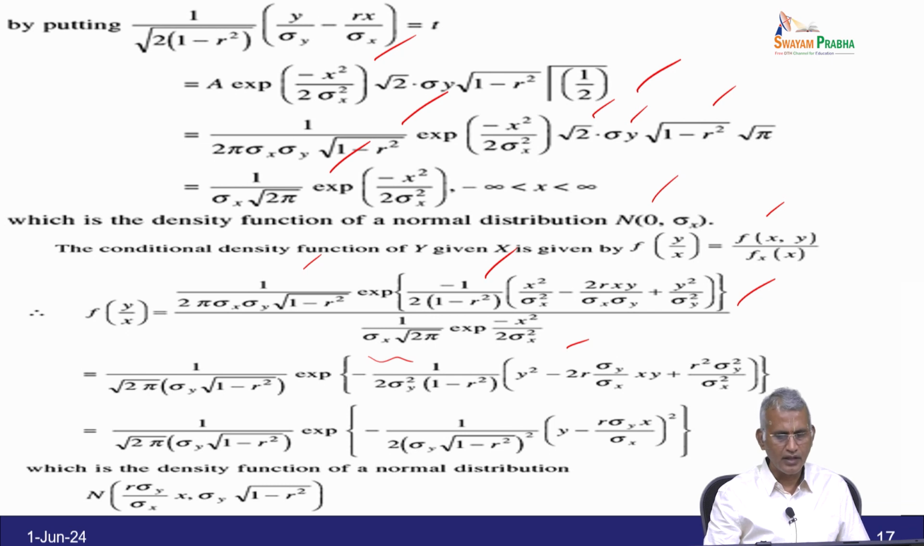Here we have to take exponential of minus 1 by 2 into sigma y into 1 minus r square common, and simplify, and you have this formula. Then 1 by root pi into 1 by sigma y into root of 1 minus r square is equal to exponential of minus 1 by 2 into sigma y into root of 1 minus r square into y minus r into sigma y x by sigma x, the whole square. So, this is called the density function of the normal distribution.